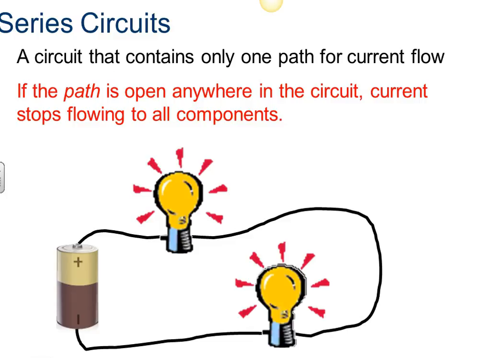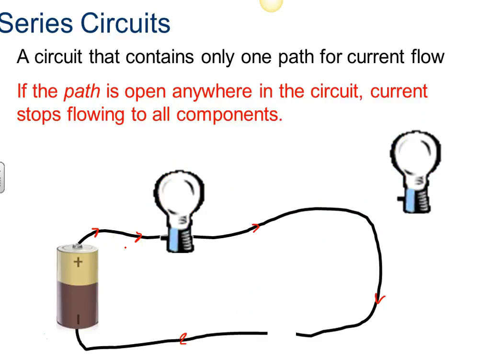So a circuit that contains only one path for current flow is the series circuit. And you can see here that we've got our battery with its positive terminal. We've got a wire connected to a light bulb, connected to another light bulb, and eventually to the negative terminal. We've got current flowing from positive to negative, passing through the resistances or the light bulbs along the way. If the path is open anywhere in the circuit, current stops flowing. We have a broken circuit at that point, so nothing flows to any of the components. So that's important if you've got a string of light bulbs, for instance, like an old Christmas tree type light bulb. If one bulb burns out, none of them work.